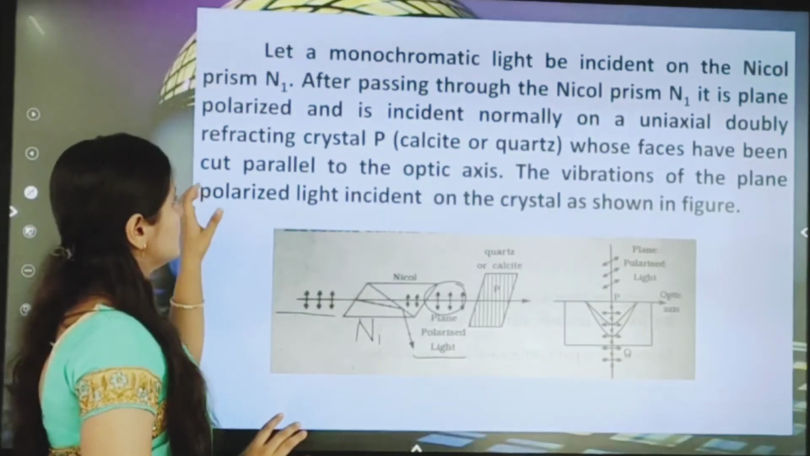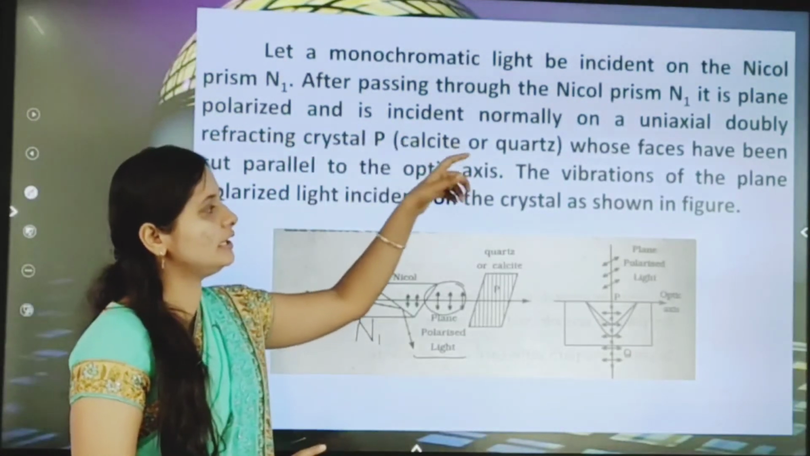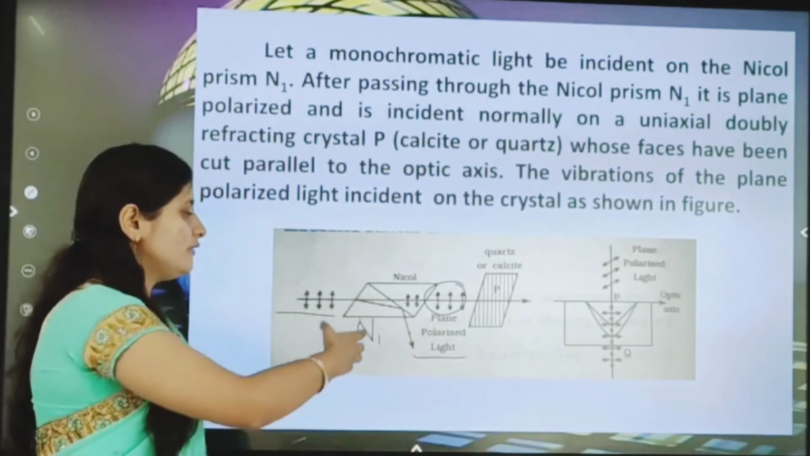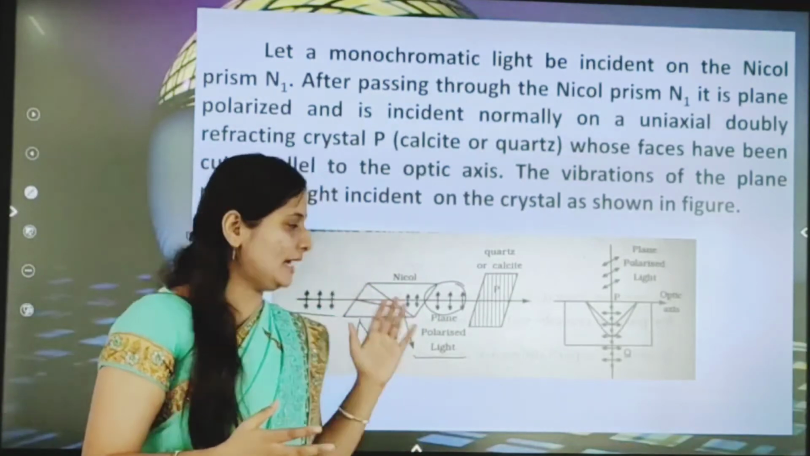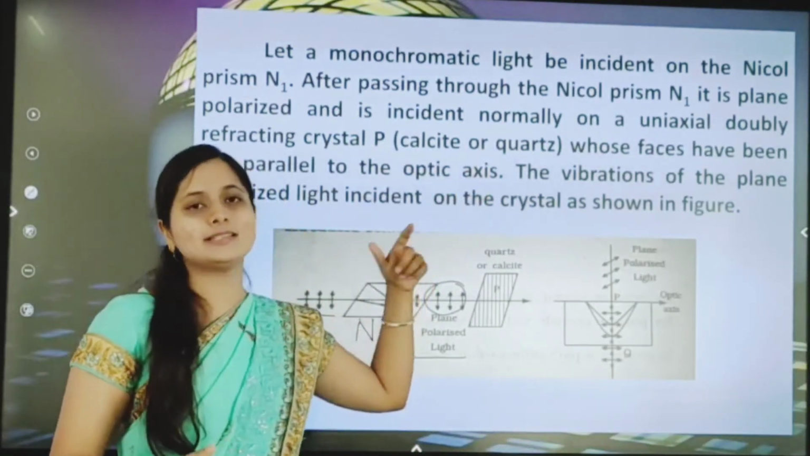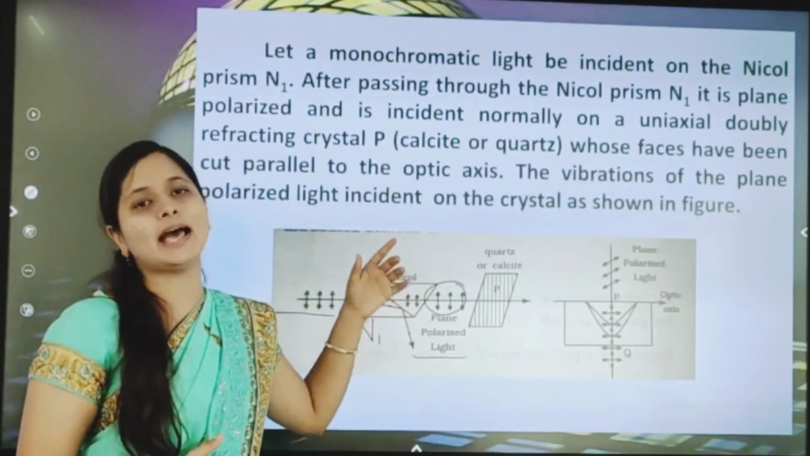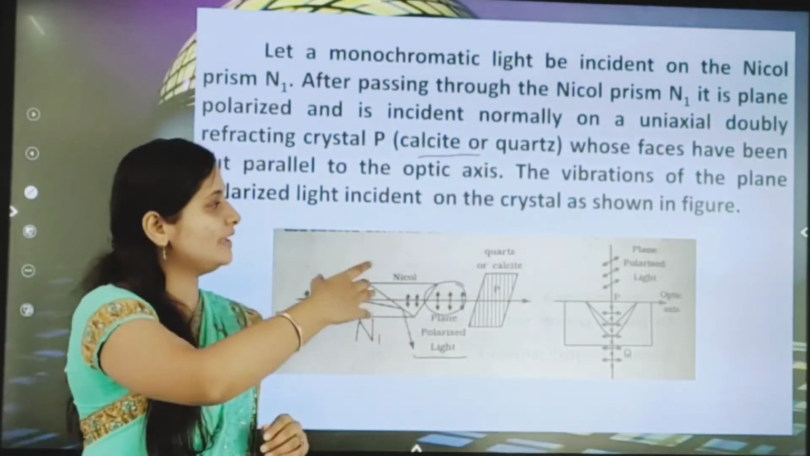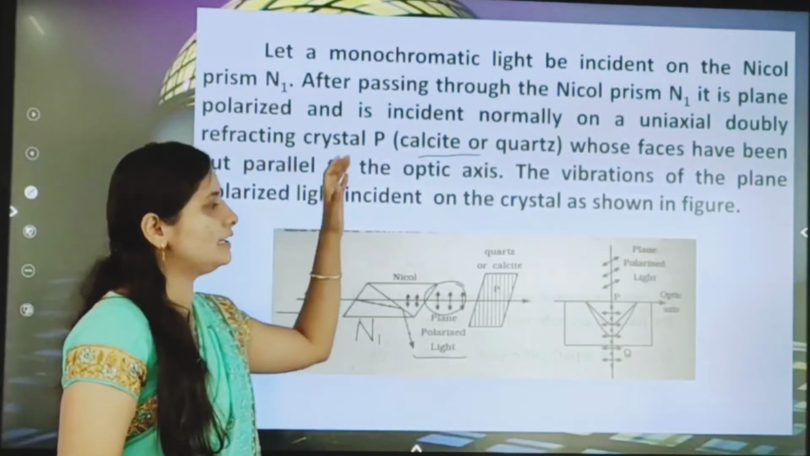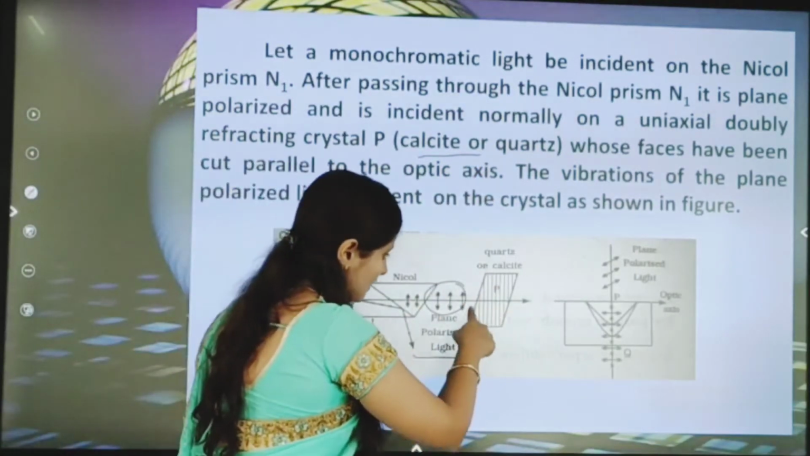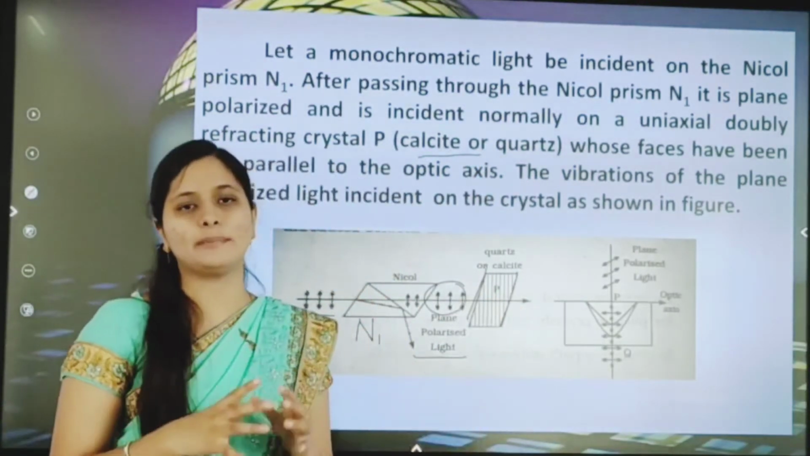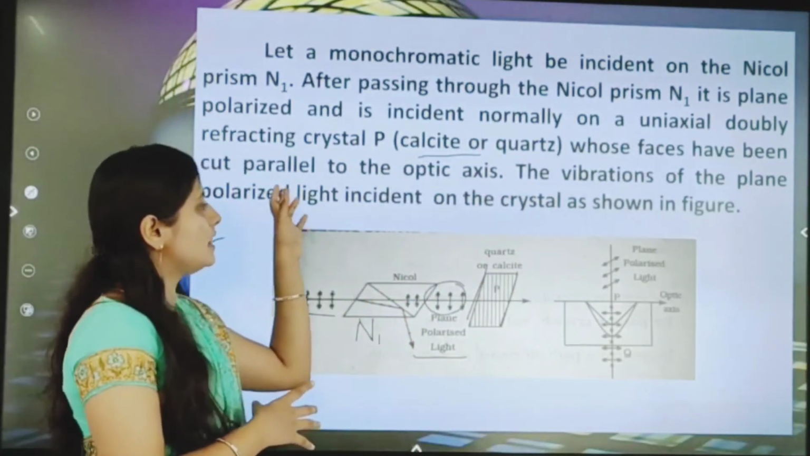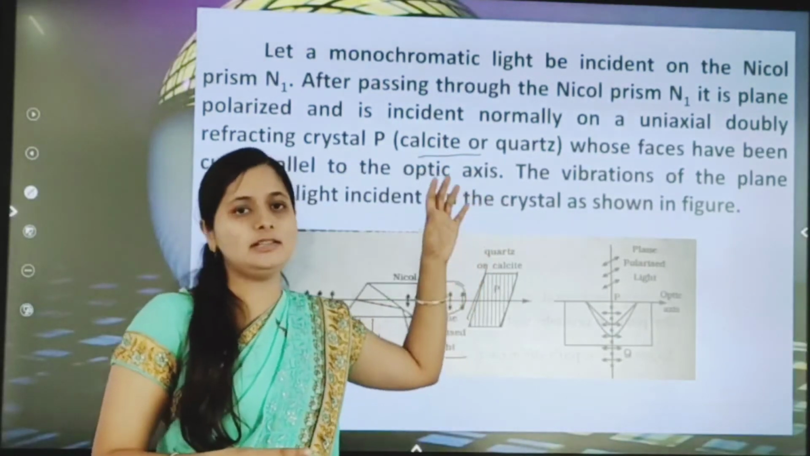Next, this plane polarized light is incident on a uniaxial doubly refracting crystal P. It may be calcite or quartz, whose faces have been cut parallel to the optic axis. The vibration of the plane polarized light incident on the crystal is shown in the figure.